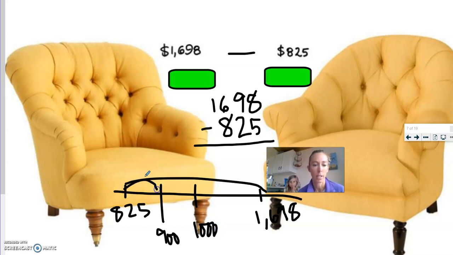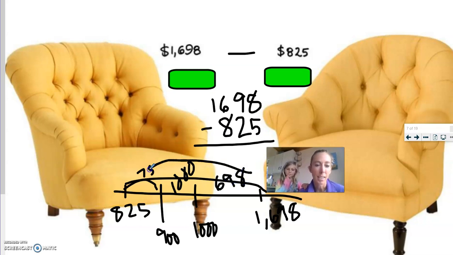And from here to here would be 75. Then from here to here is 1,000. And then from here to here is 698. And then I would get to add these up instead of dealing with subtraction.